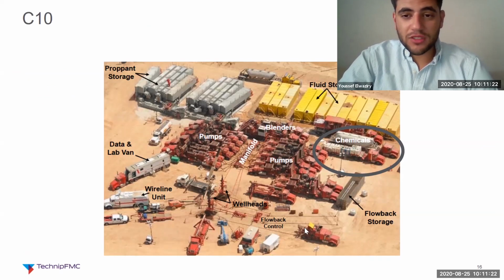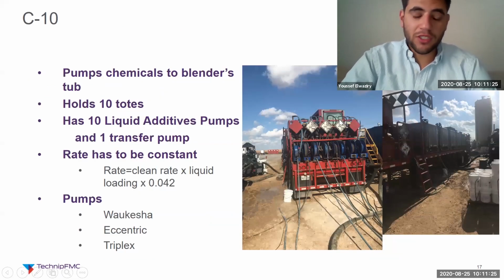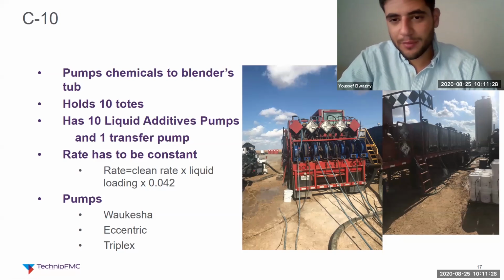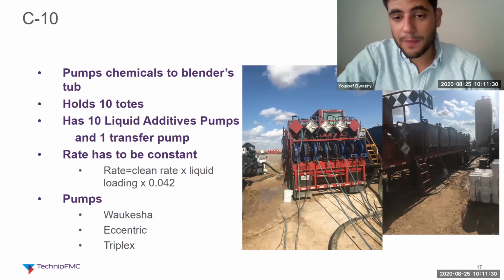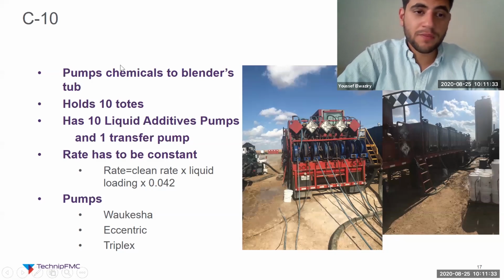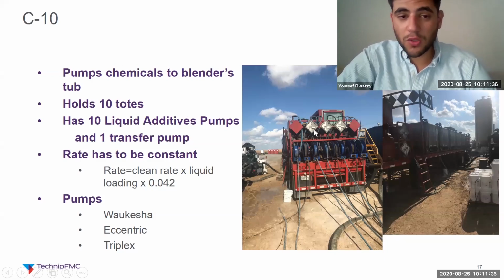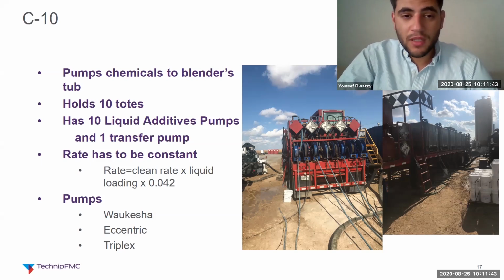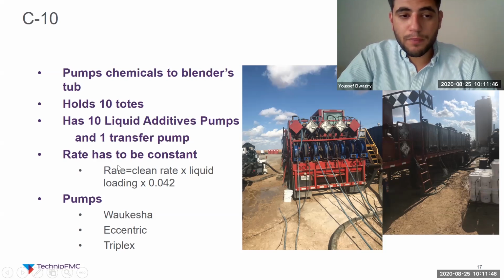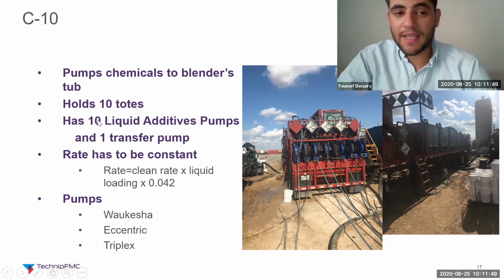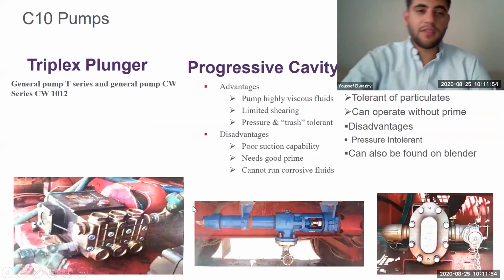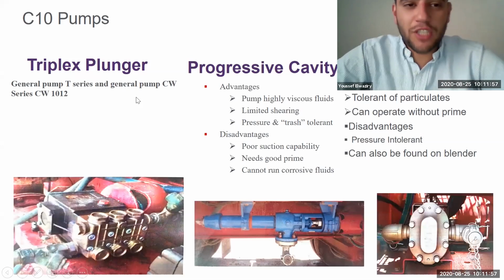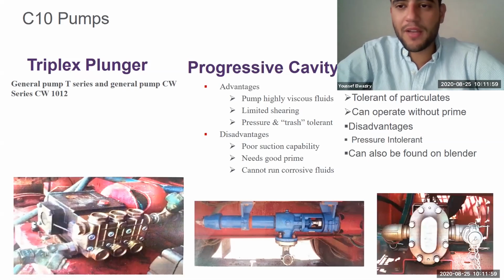Now, the chemical trucks, we'll go to the chemicals. This is the chemical truck, or the C10. It's called C10 because it has 10 pumps for 10 different chemicals. It also holds 10 totes. So a tote, I'll show you a picture later, but it's a container that can contain around 330 gallons of fluid. So as I said, it has 10 liquid additive pumps, and there are different types of pumps that we'll talk about here. So there might be a triplex plunger, progressive cavity pump, and a Waukesha pump.